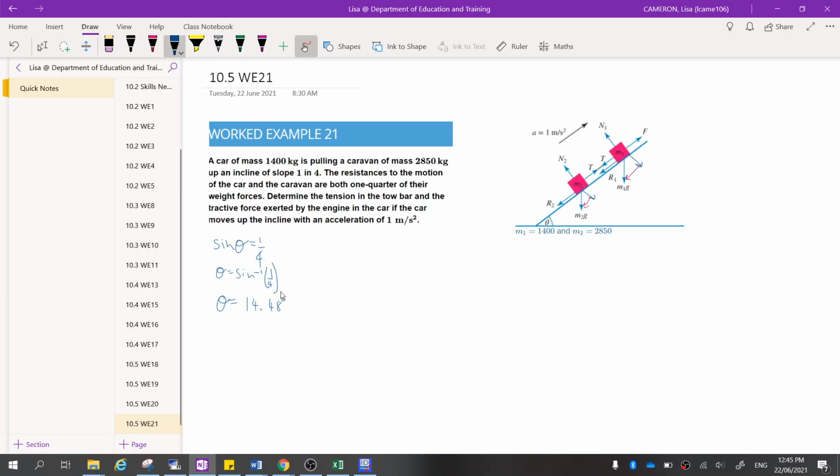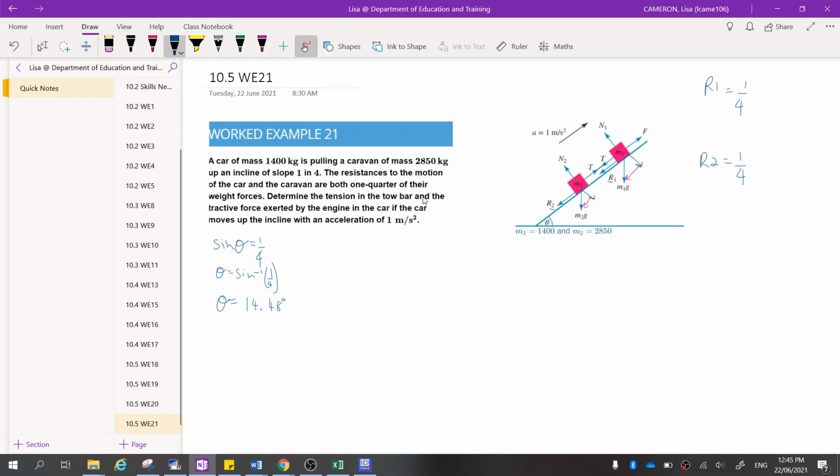Okay, so a slope of 1 in 4. The resistance to the motion of the car and the caravan are both 1/4 of their weight forces. So this one here, R1, is going to be equal to 1/4 of the weight force. Same for R2, it is going to be 1/4 of the weight force here.